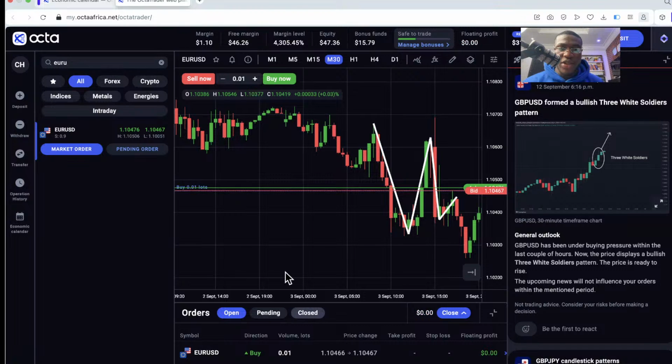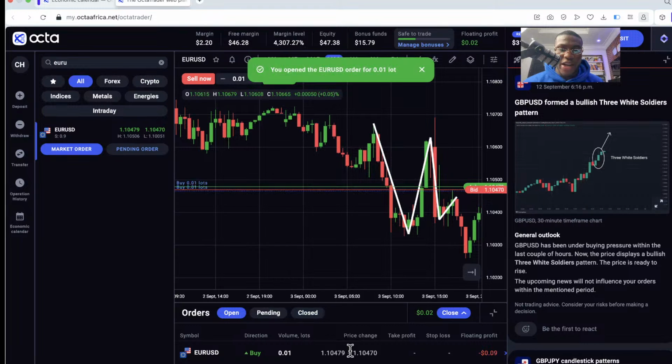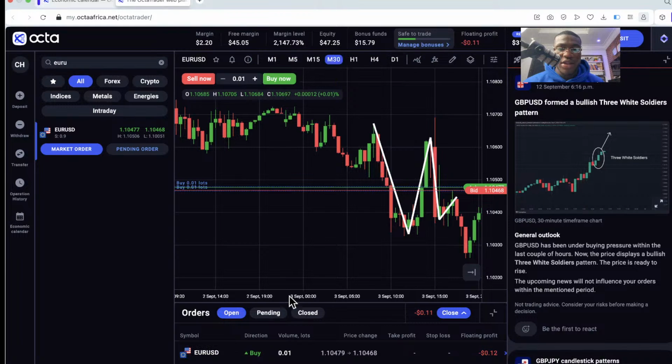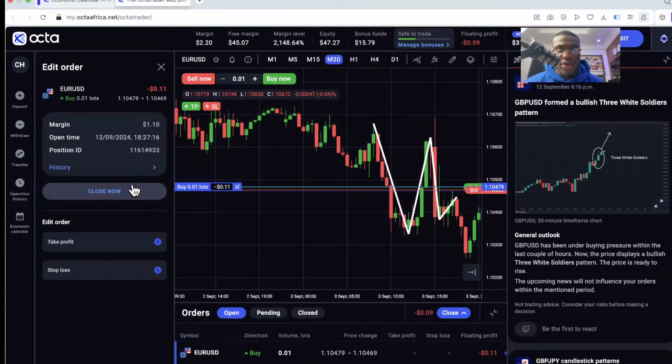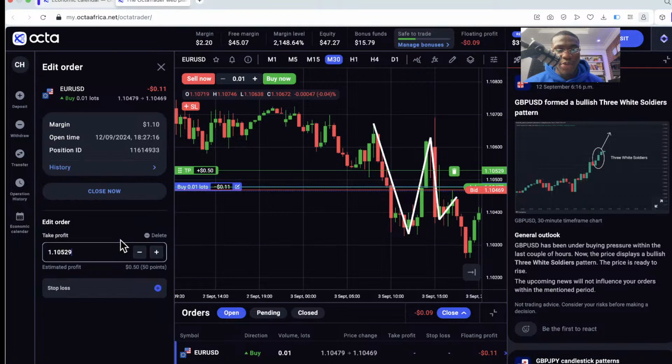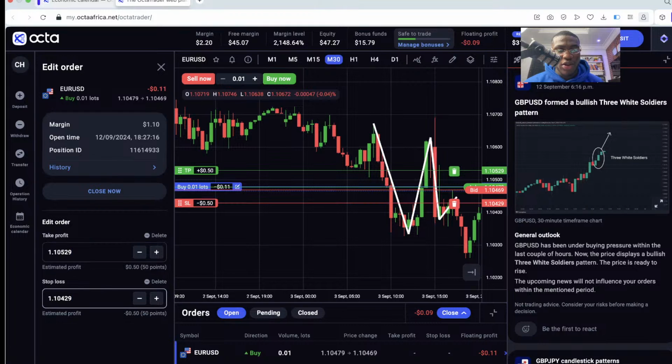And if you notice, this was a quick buy, right? We just went ahead to place a buy trade. No stop loss, no take profits. And if you want to type in your stop loss and take profit, all you have to do is quite simple. You click on the order, it comes out on the left, and you can now input your take profit price and your stop loss price and click on confirm changes. All right, you can do it for the second one as well.